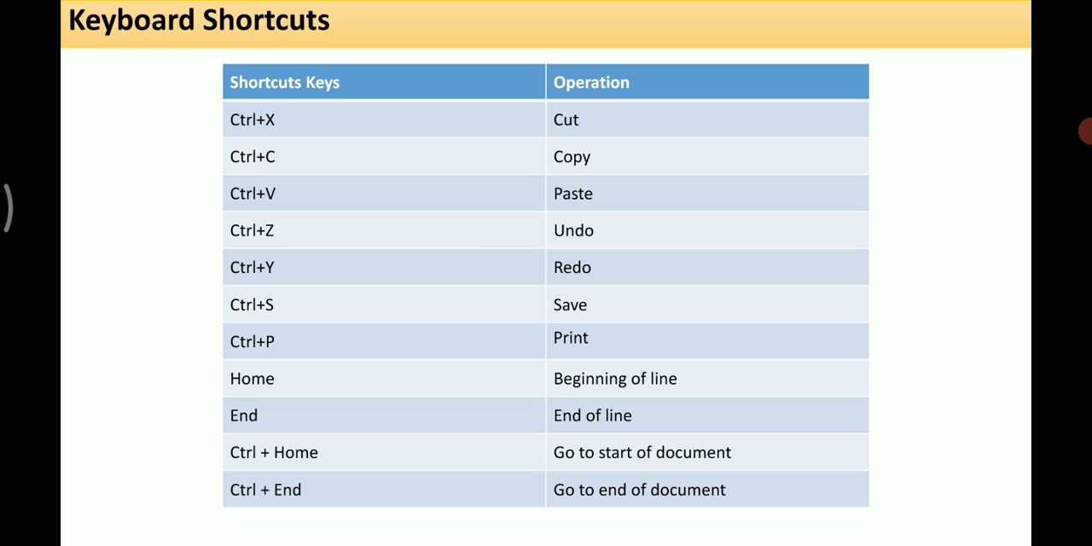Next we'll see some of the keyboard shortcuts. Control X is used for cut. Control C is used for copy. Control V, paste. Control Z, undo. Control Y, redo. Control S, save. Control P, print. Home is the beginning of the line. End is the end of the line. Control plus Home goes to the start of the document. Control plus End goes to the end of the document.